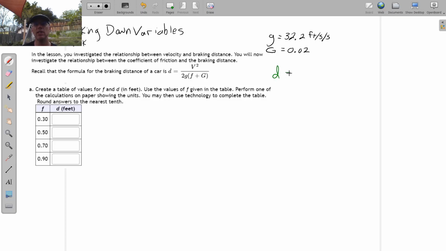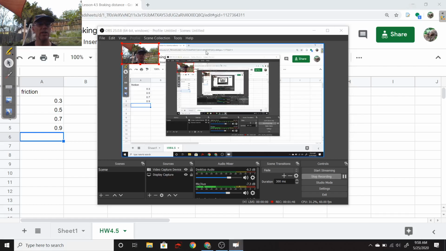We'll have D equals velocity here. We're just going to leave that. And then down below, we're going to have twice that 32.2. And then we don't know friction yet. We're going to plug those values in. And we do know the road grade. That's 0.02, 2%. And then I'm missing one piece of information. Let's go back to the problem and check.